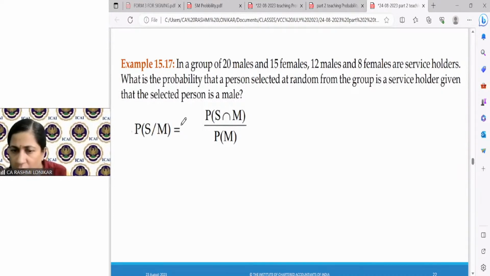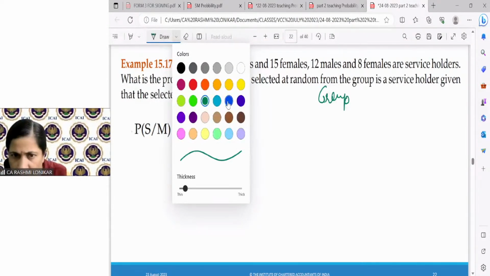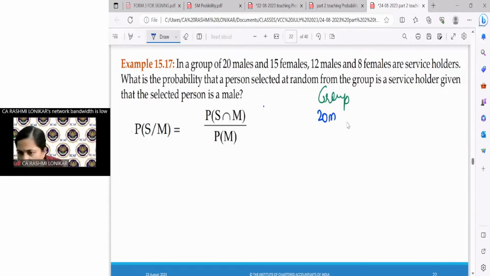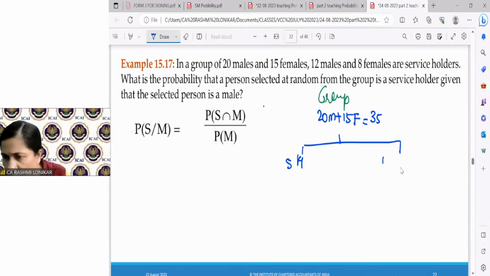Okay, so we are using the conditional probability. What is the group? The group consists of 20 males plus 15 females. Total is 35. Then you have service holders, not service holders. 12 males and 8 females are service holders. 12 males plus 8 females, that is 20 service holders.